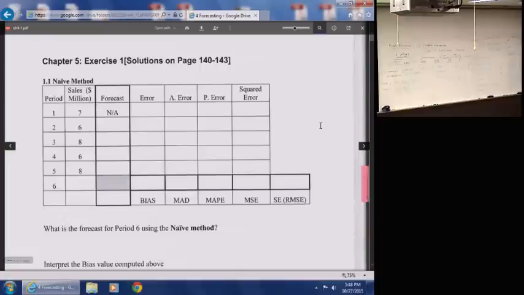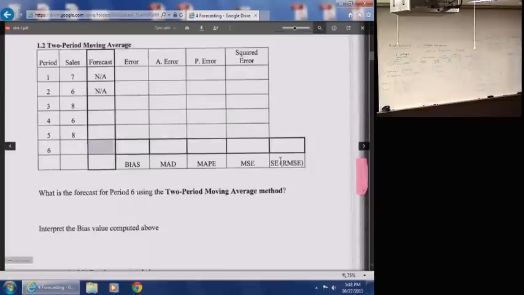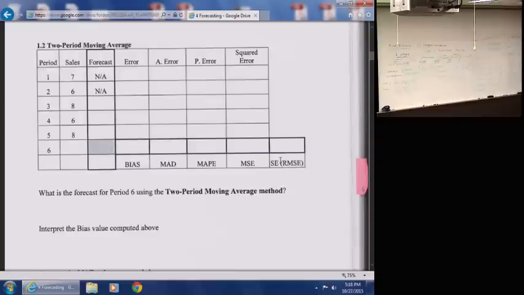Okay, so now let's do the exercise. Maybe we can skip to exercise number 2, because this one we have done a lot already, but it's essentially the same. Okay, let's do 1.2, a 2-period moving average. You have sales for periods 1 through 5, with the sales numbers 7, 6, 8, 6, 8. It's page 46 in this book. Okay, try to fill in the blanks, and then we can look at it together.